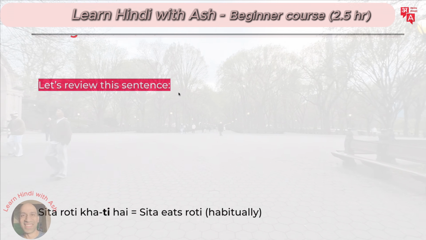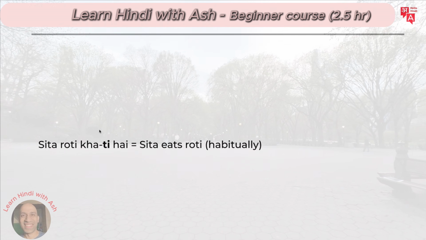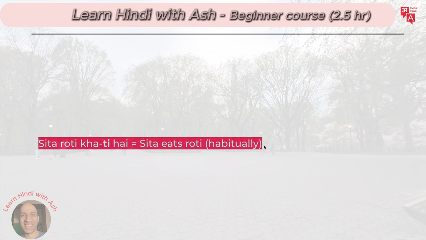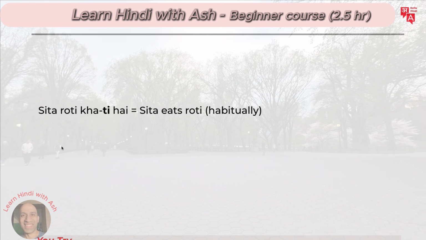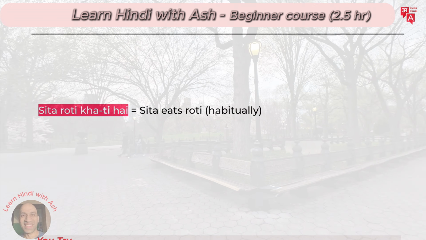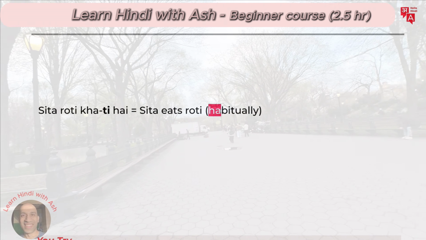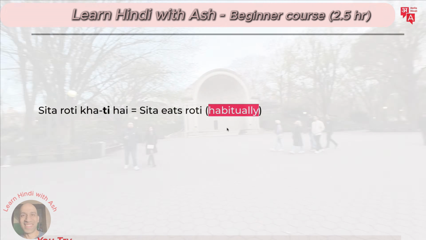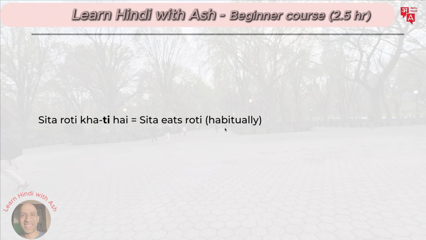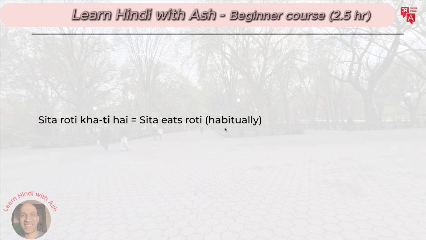So let's start reviewing our sentences first. This is a very easy sentence for you to practice. Sita roti khati hai. Sita eats roti. Now let's try to understand this idea. Sita roti khati hai, right? Does Sita eat a roti? That means she eats a roti habitually. What I mean by this is she eats it every day, or she eats it every week, or every meal, right? That's what it means.